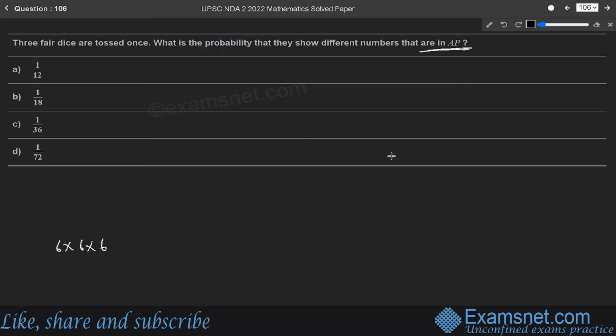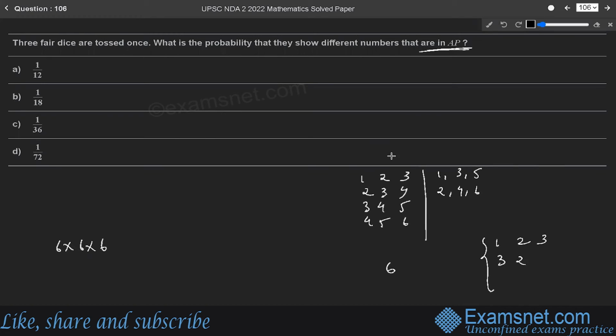So for AP, the numbers will be 1, 2, 3; 2, 3, 4; 3, 4, 5; and 4, 5, 6. Also, the numbers can be 1, 3, 5, and 2, 4, 6. You can see that there are 6 possible cases. But since it is AP, for the first case 1, 2, 3, AP can be written as 3, 2, 1 also. So all the 6 cases will have 6 more cases. So it will be 6 into 2.